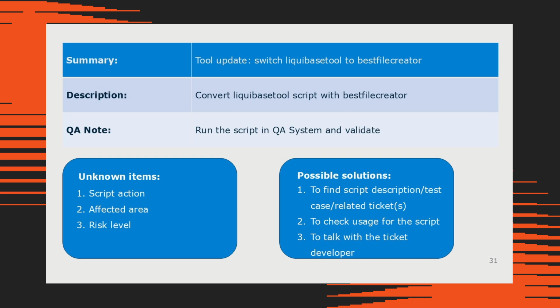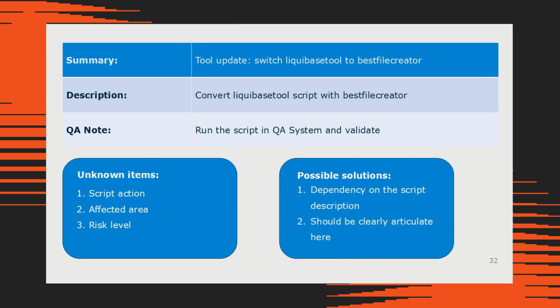To find the script description, test cases, or related tickets, we can check the usage of the script. We can also just go and talk with the ticket's developer to understand this item, which helps us clarify and define the affected area.